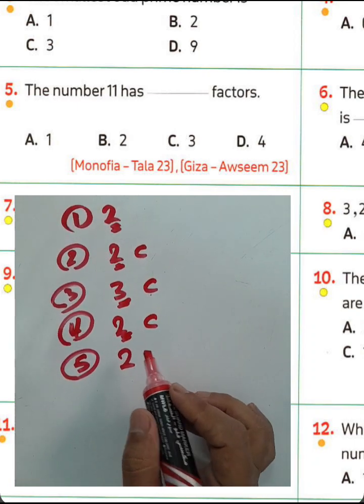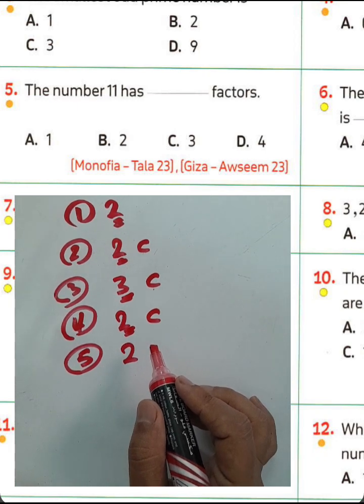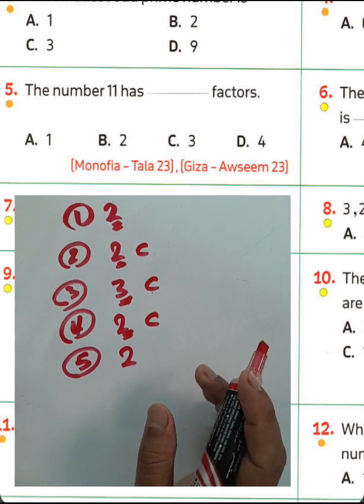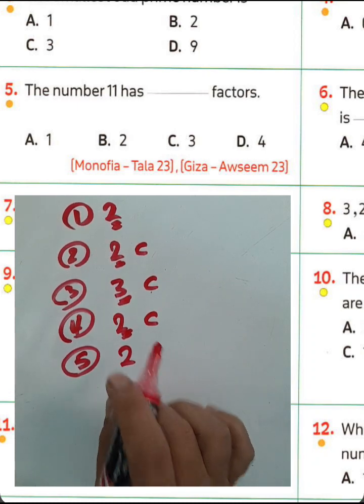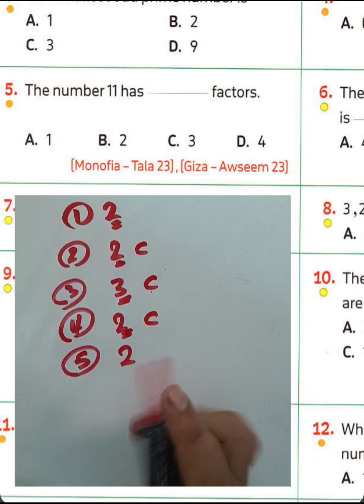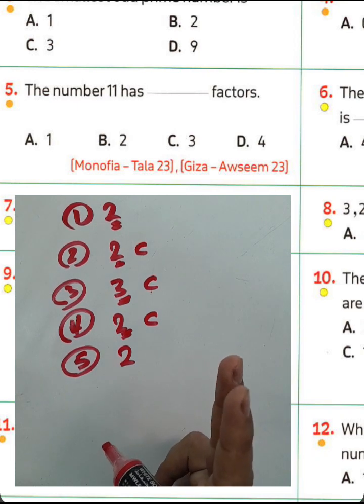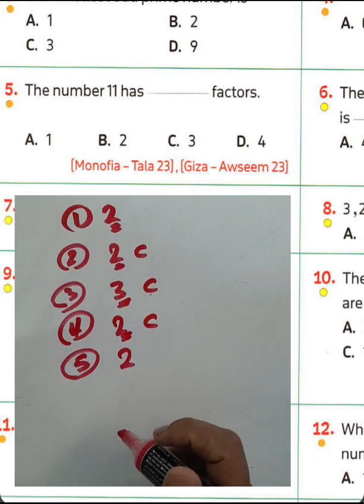Because 11 we call a prime number. The prime number has only two factors, it can be divided by itself and one only. 11 can be divided by itself and one only. We have two factors, so the number 11 has two factors.